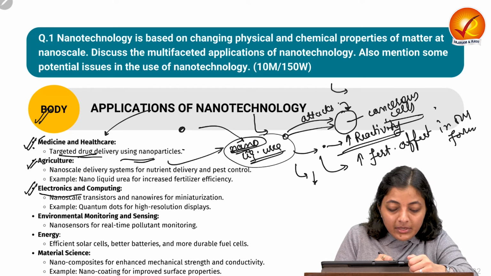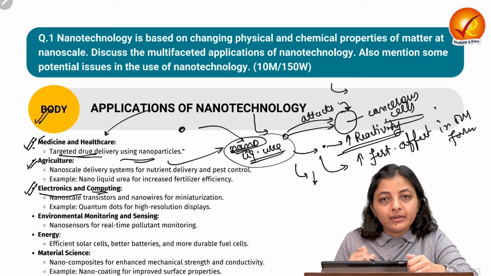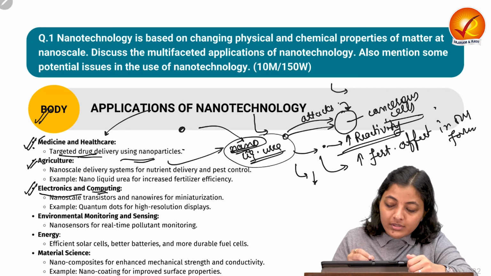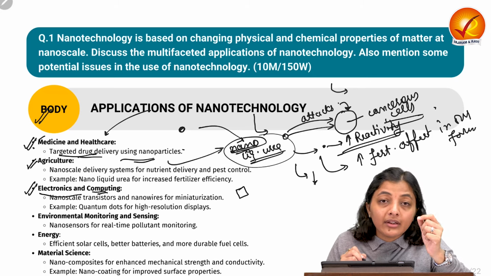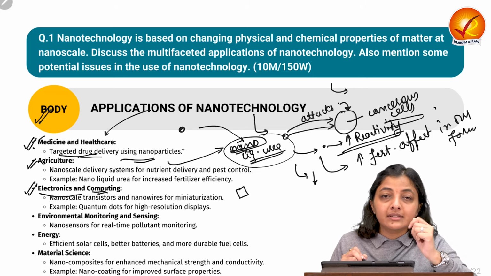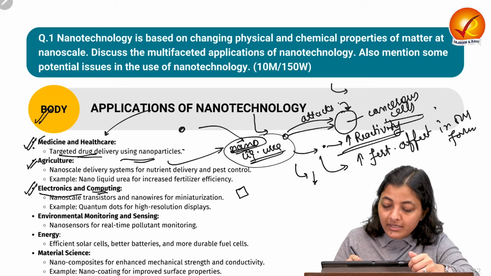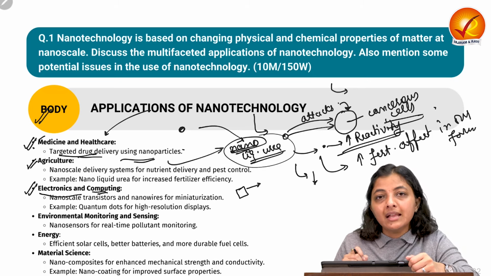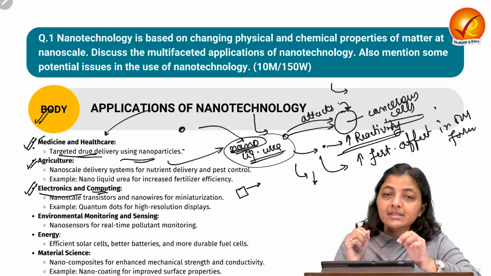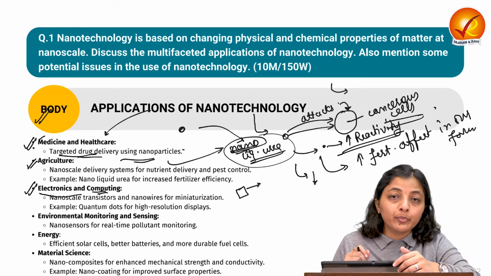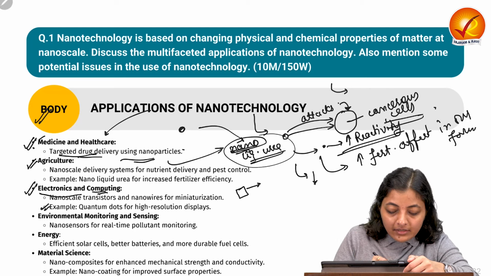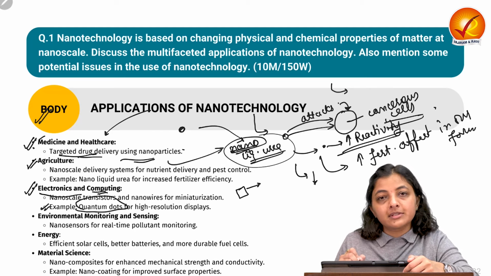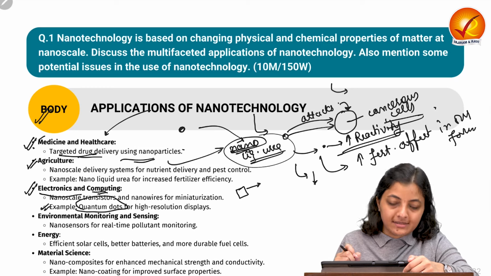Next is about electronics and computing. Again, we can use miniaturization. We can make nano transistors, nano capacitors, nano semiconductors. We can use them in our chipsets and reduce the sizes of our electronic products and manufactured industrial products. Like we have used quantum dots for high resolution displays.